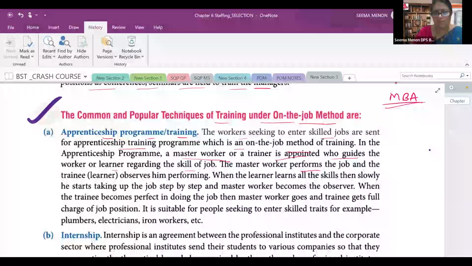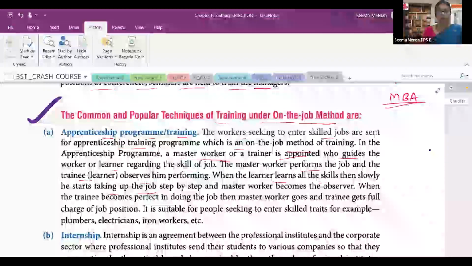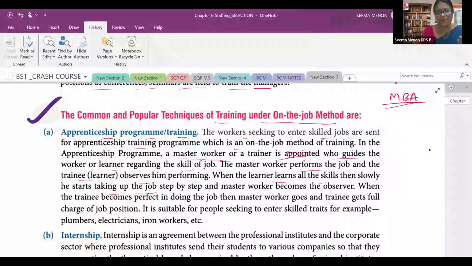The master worker performs the job with their machine or wherever may be their working area, and the trainee or the learner observes him performing. वो कैसे काम करते हैं? Gradually the learner learns all the skills and then slowly starts taking up the job. If you are an HR person or a finance person, for 2-3 days you will observe. From the 4th day onwards, you will start taking up the job step by step, and the master worker becomes the observer. Now the reverse, your trainer, your master worker will observe how you do the job.